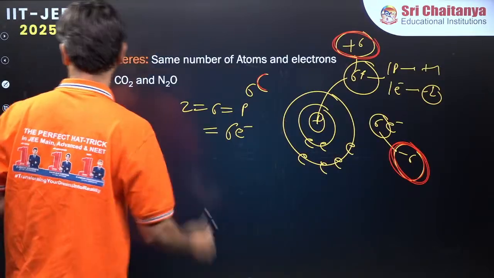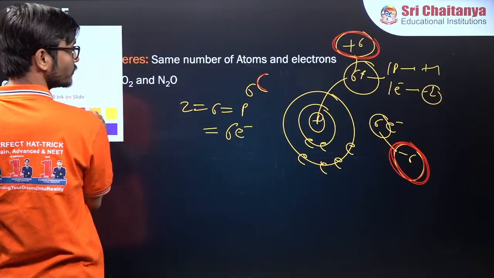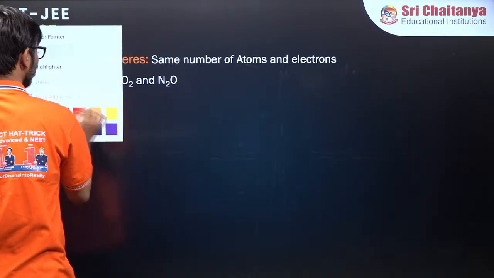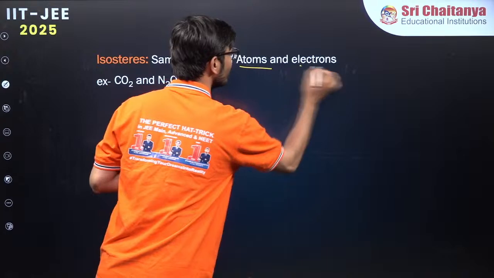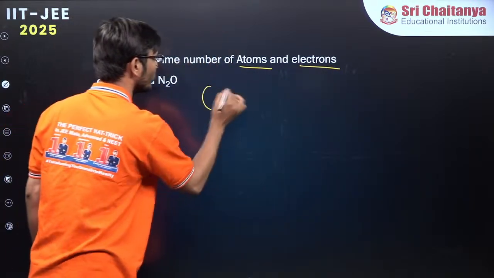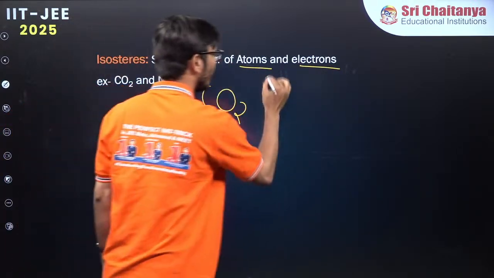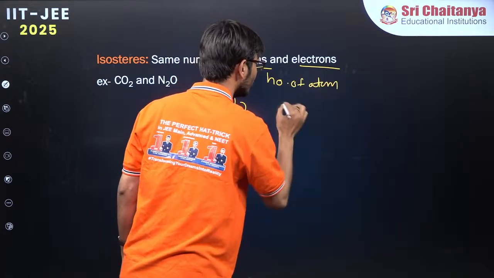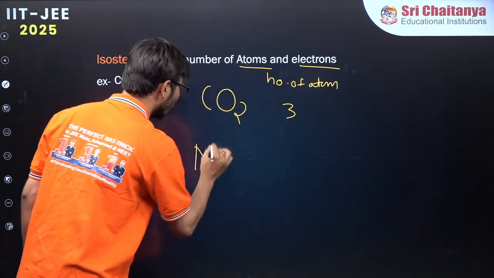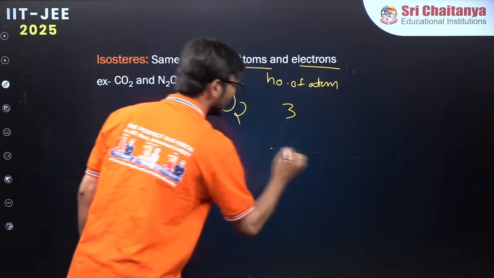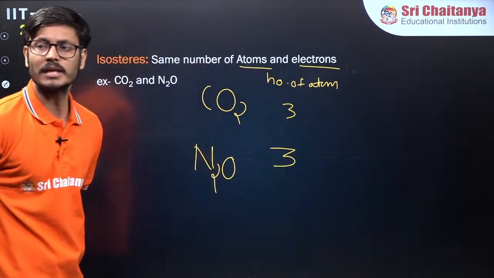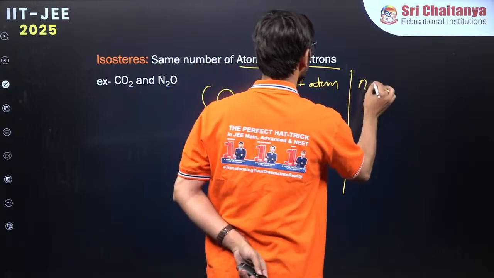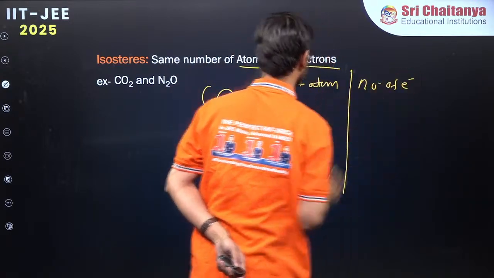So what are isosteres? Isosteres means the same number of atoms and electrons. Now look at this, CO2. In CO2, the number of atoms is equal to 3. In the case of N2O, the number of atoms is equal to 3. The number of atoms is the same. Now, what about the number of electrons? Let us count the electrons.